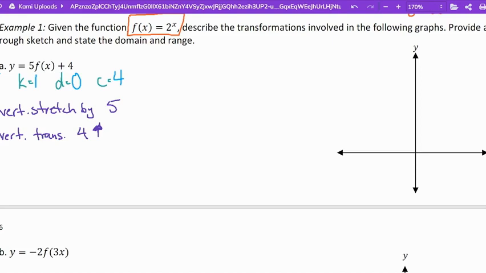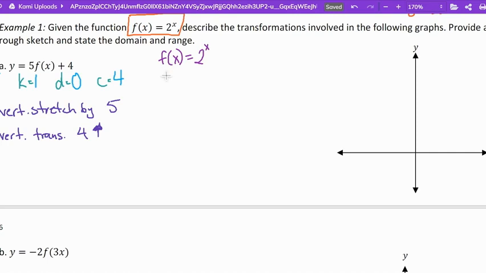And so just quickly, make your regular parent function, apply a vertical stretch of 5, and a vertical translation of 4, so we're moving up. Okay, so you're like, oh, I know what I'm looking for as a final function. Now, I want to go back to those key points. We're going to figure out the transformations using mapping notation.